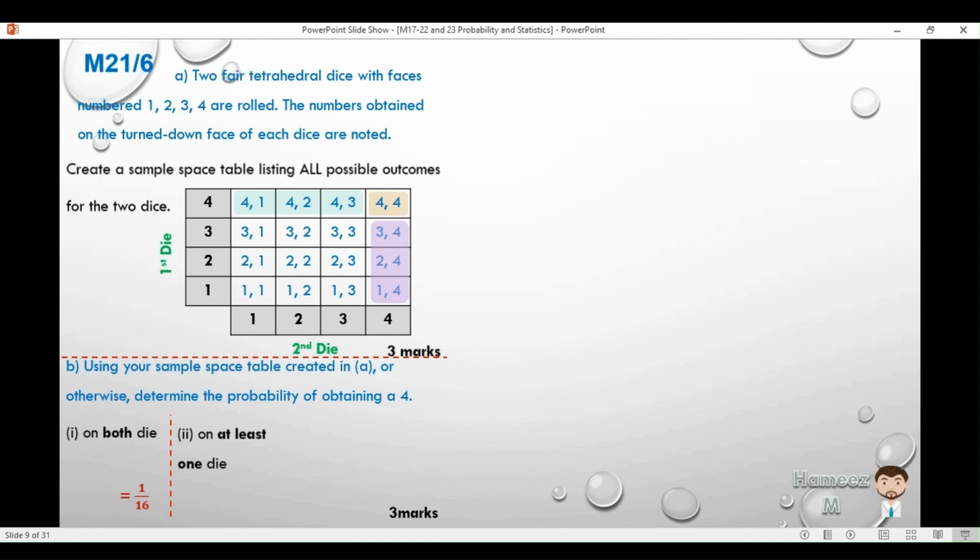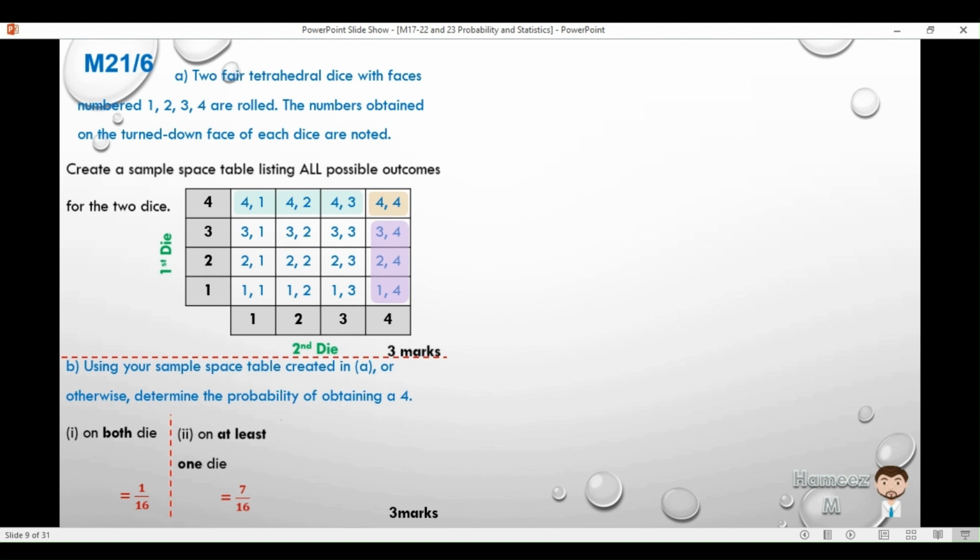The one with the blue background, 3 possibilities out of 16. And we can also include where both dice roll a 4. So that's 3 and 3, 6, and 1, 7 out of 16. Because at least one die means that when they're rolled, one of the dice could get a 4, the first die, or the second die could get a 4, or both could get a 4.